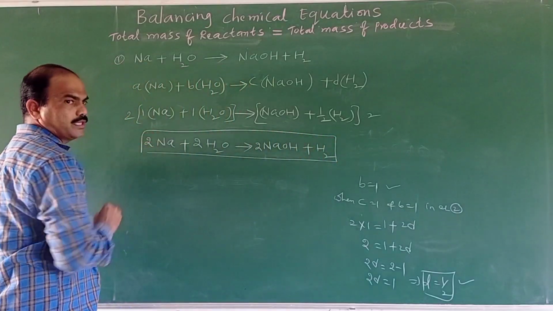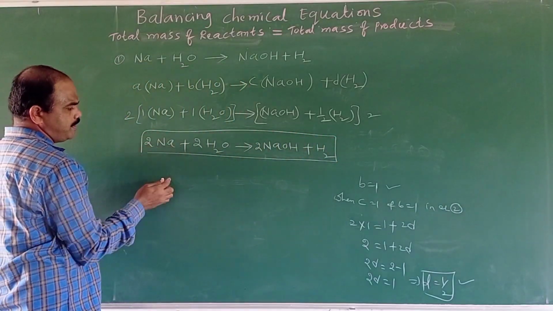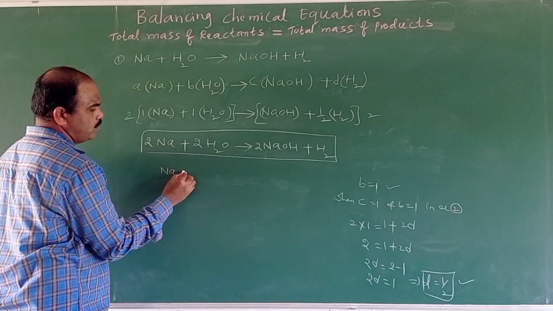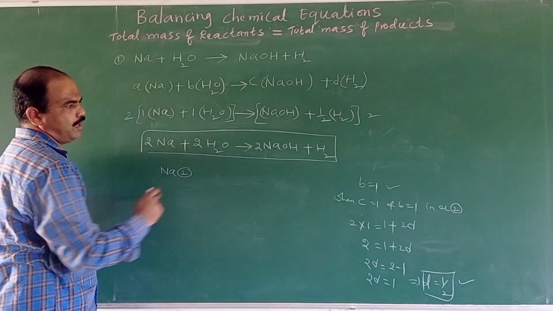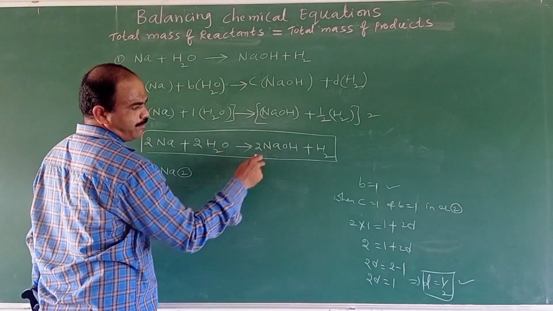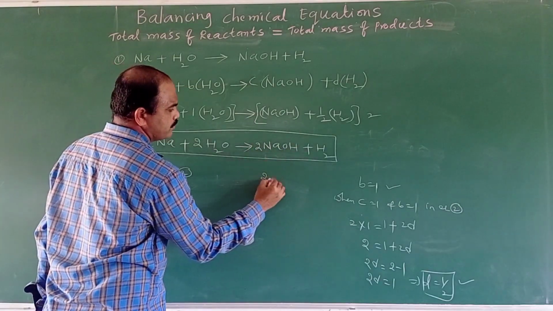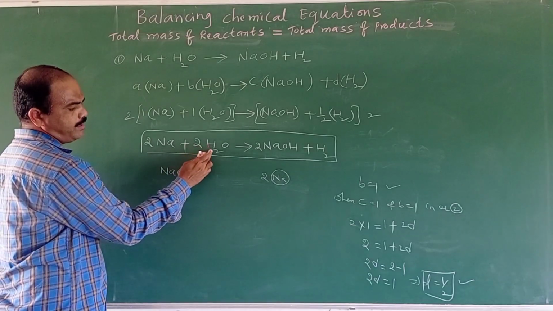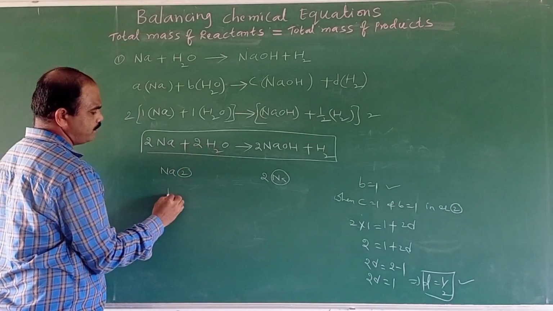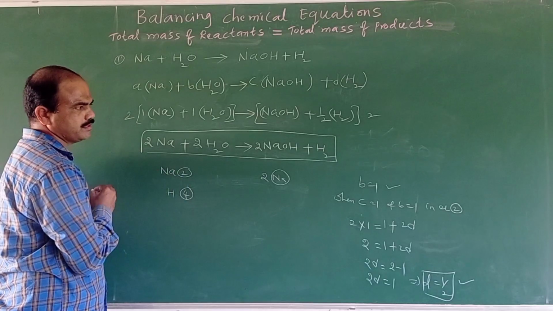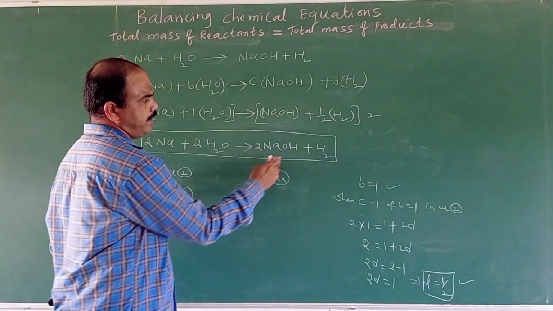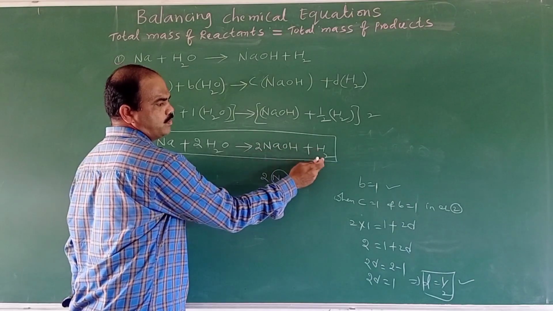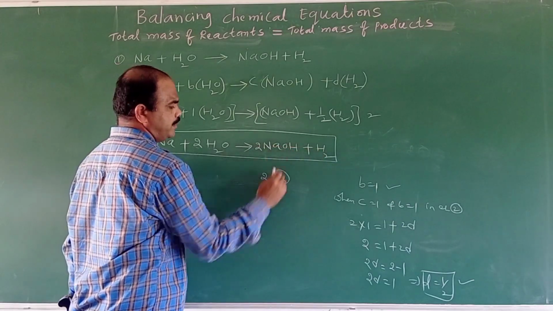We can also check. How many sodium atoms are participating? 2. On the product side, how many sodium atoms come out? 2. And next, how many hydrogen atoms are participating? 2 into 2, 4 hydrogen atoms. So how many hydrogen atoms come out? 2 into 2H here, 2, and these two, nothing but 4.